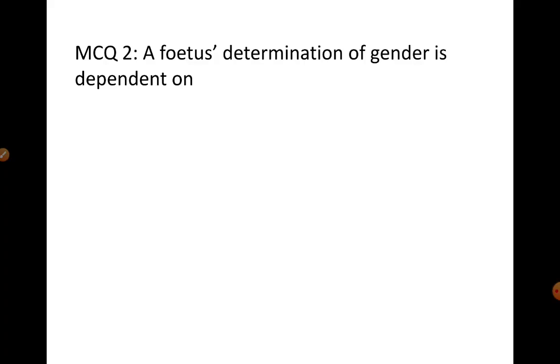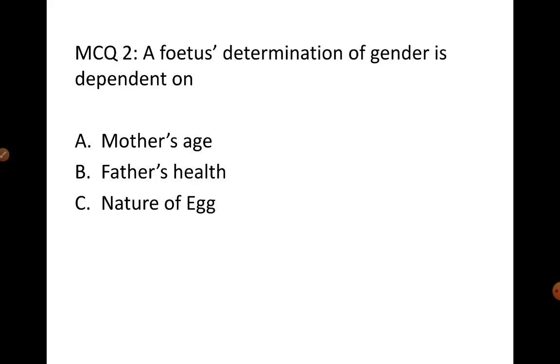Now the next question: a fetus's determination of gender is dependent on what? That means which feature determines the gender of a developing fetus? Does it depend on its mother's age, or is it based on the father's health, or is it based on the nature of the egg, or is it dependent on the nature of the sperm? Now here the answer is the nature of the sperm. Here you should understand, a fetus refers to the fetus of man. So in case of man, the gender of the fetus mainly depends on the kind of sperm that is fertilizing. So the answer is the nature of the sperm.